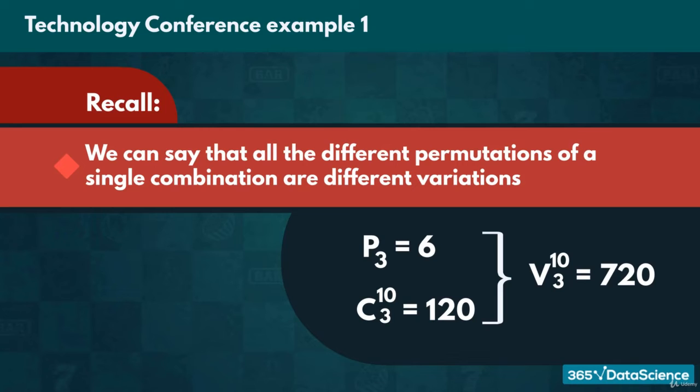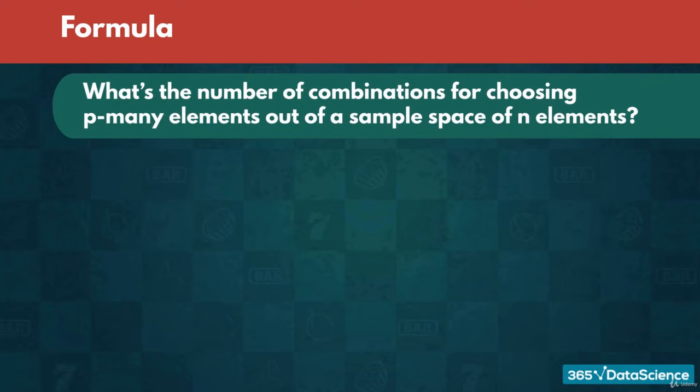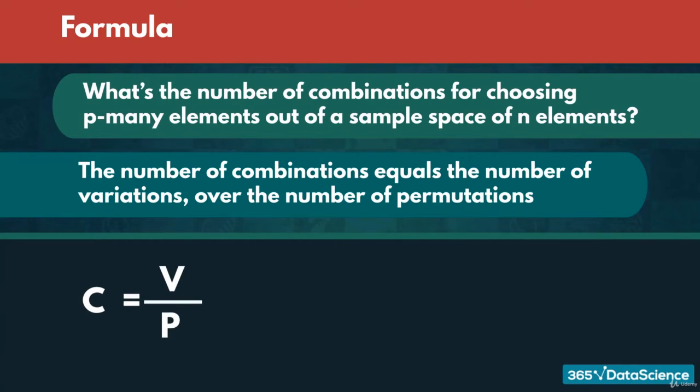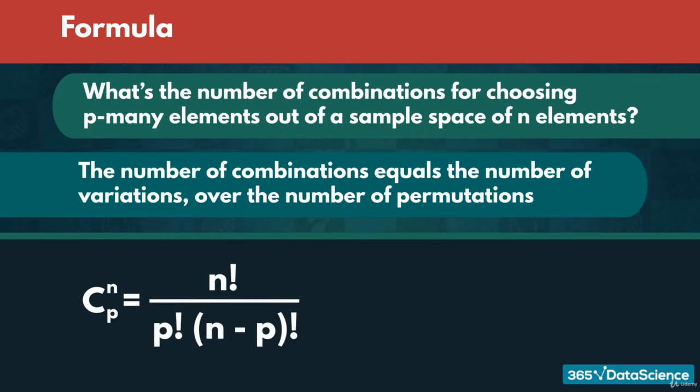Okay. From here, you can already imagine what the formula is. Let's construct it together. What's the number of combinations for choosing p many elements out of a sample space of n elements? As you saw in the last example, the number of combinations equals the number of variations over the number of permutations. Mathematically, we would write that as C equals V over P. If we plug in the formulas associated with variations and permutations, we get the following formula: n factorial over p factorial times (n minus p) factorial.